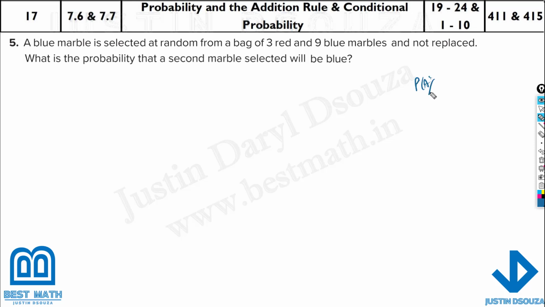So the probability of B given A is A intersection B by A. It's very easy to find the condition. What is the probability that the second marble will be blue? But that's not the condition. What is the condition? This one: a blue marble is selected at random.